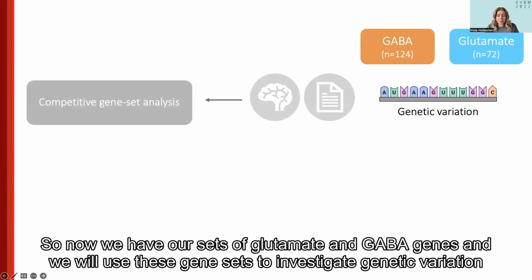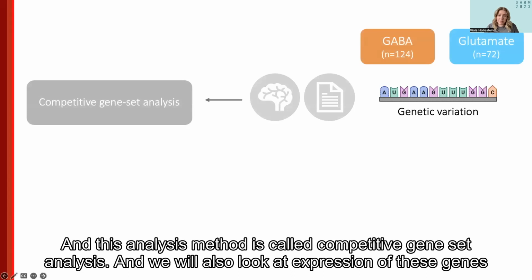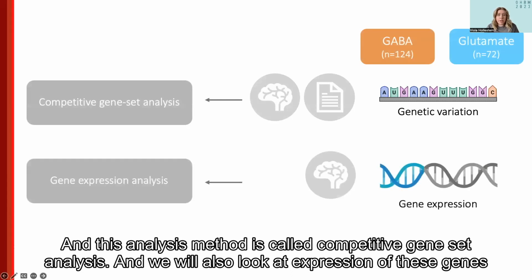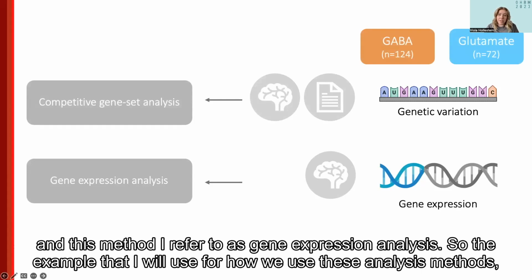So now we have our sets of glutamate and GABA genes, and we will use these gene sets to investigate genetic variation of glutamate and GABA to behavioral measures and to cortical thickness measures from structural MRI data. And this analysis method is called competitive gene set analysis. And we will also look at expression of these genes, combining gene expression data from the Allen Human Brain Atlas with the cortical thickness measures in our own participants. And this method I refer to as gene expression analysis.